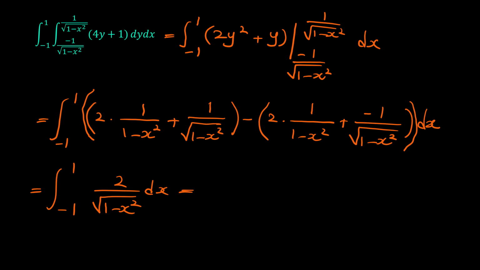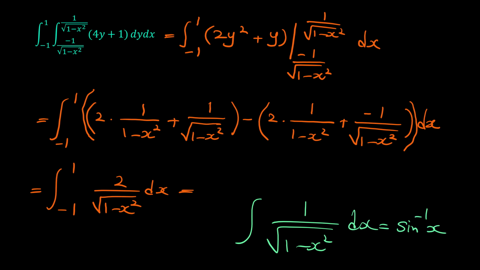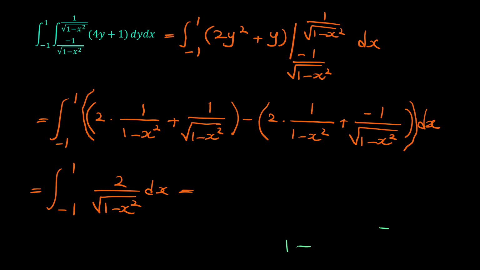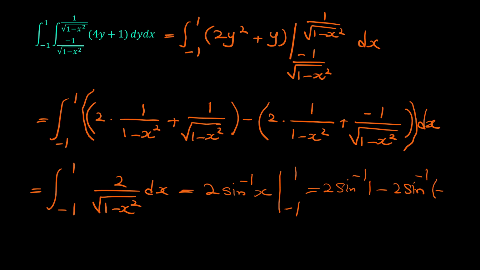If you remember from integral formulas, the integral of 1 over radical 1 minus x squared dx is sine inverse of x, or arc sine of x. So this is a formula that we know from integral formulas. So this integral equals 2 sine inverse of x from -1 to 1. Now simply we have to plug in 1, so we have 2 sine inverse of 1 minus 2 sine inverse of -1.